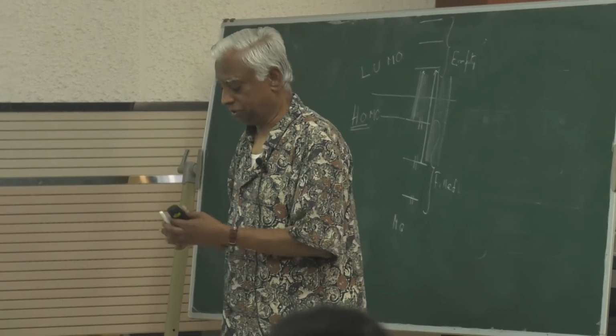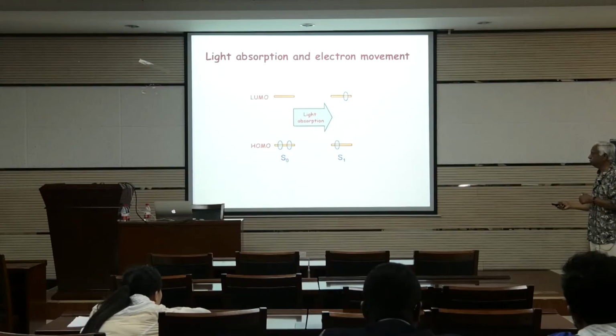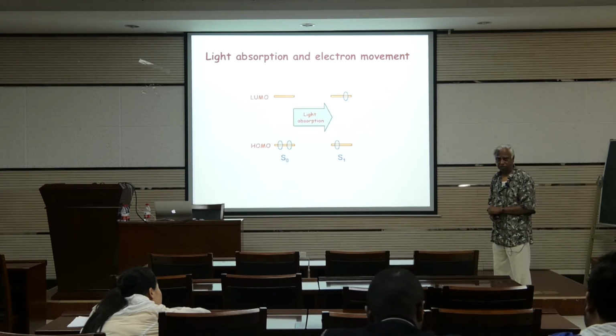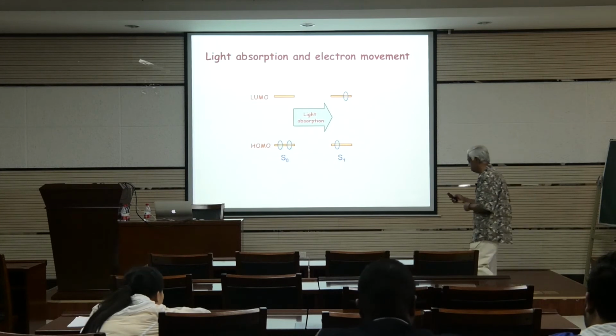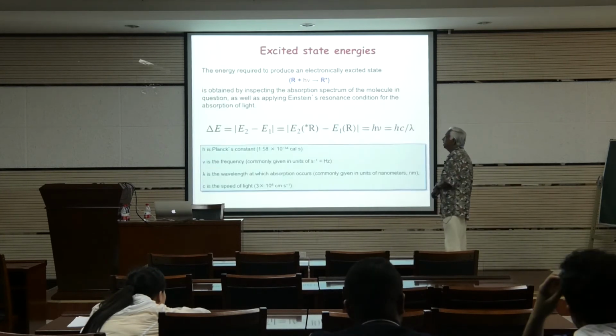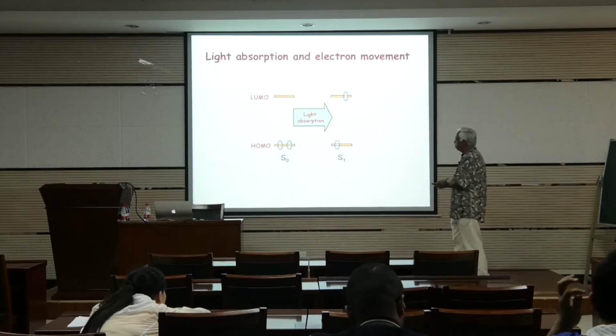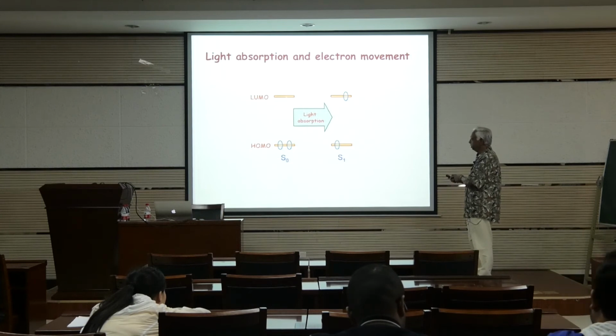So this is what happens. When you take an electron from the HOMO and move it to the LUMO, to go from here to here, it needs interaction with a photon. Just by heating it, it will not happen. That's why for photochemistry you need light. For example, if the electron is going to go from here to here, as you see already, there is a gap.